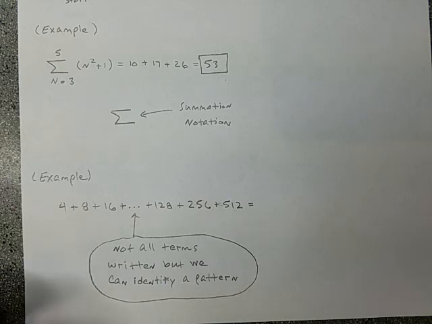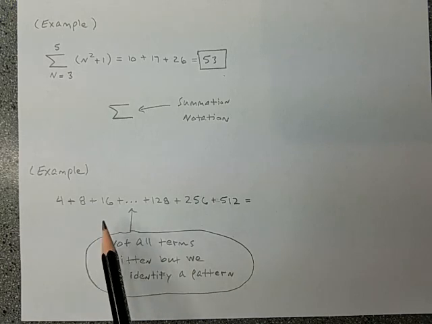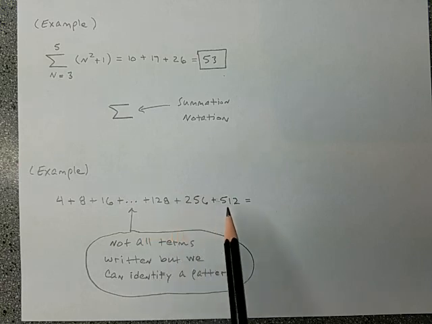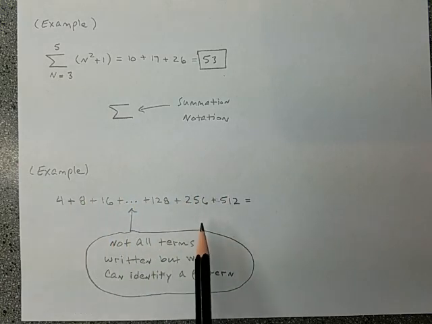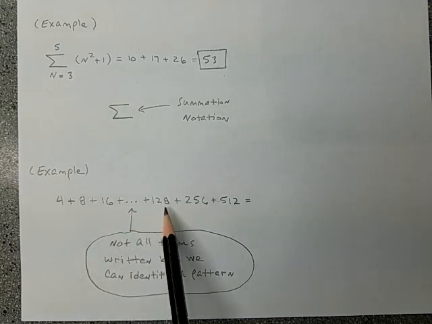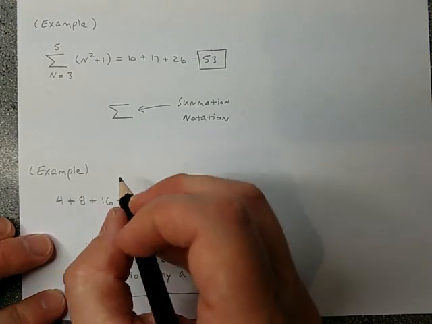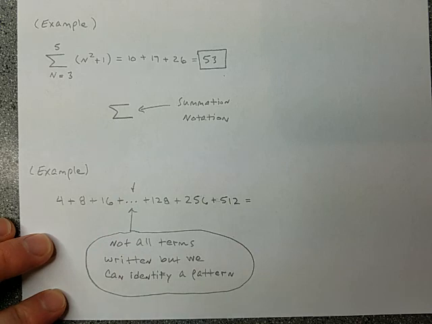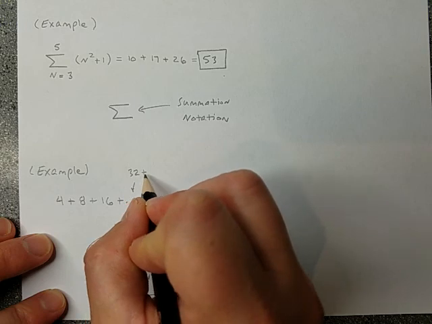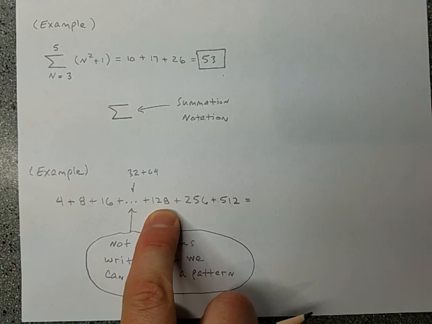Now, okay, so how are you going to think about it? You're going to think, not all the terms are written, but we can identify a pattern. Do you see a pattern among the terms that are there? It looks like every term is double the term that comes before it. That's evident from every term that I have there. 2 times 4 is 8. 2 times 8 is 16. 2 times 128 gets you this next term, 256, and so on. So I can tell that what we're missing out of this is plus 32 plus, double that, 64. And then what if we double 64? We get 128. All right.